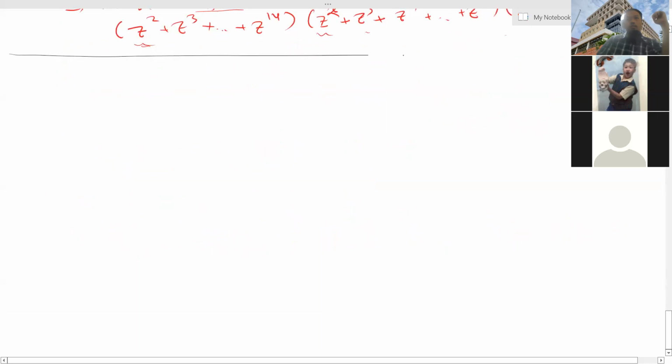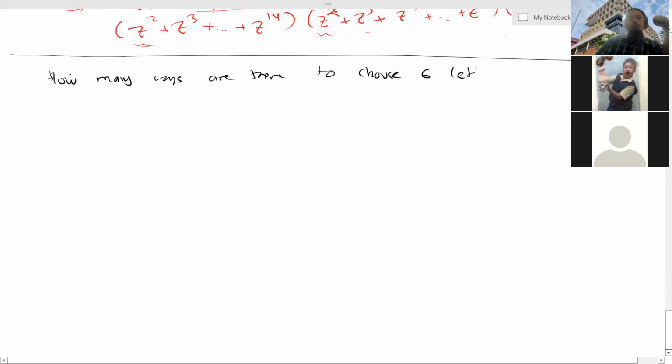Here, how many ways are there to choose 6 letters from the string Garbarata? Remember, there are 1, 2, 3, 4 A's there. So how do we solve this?